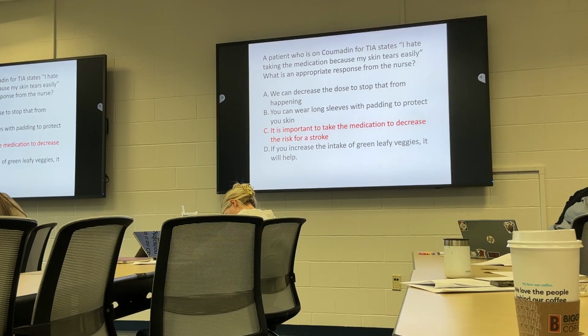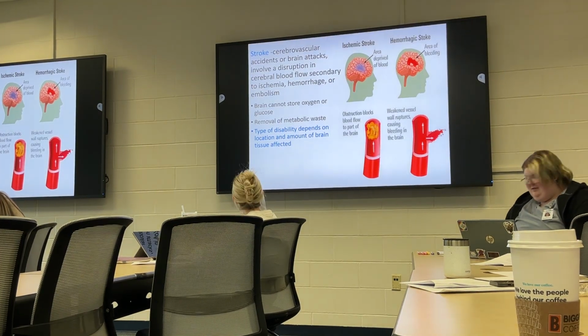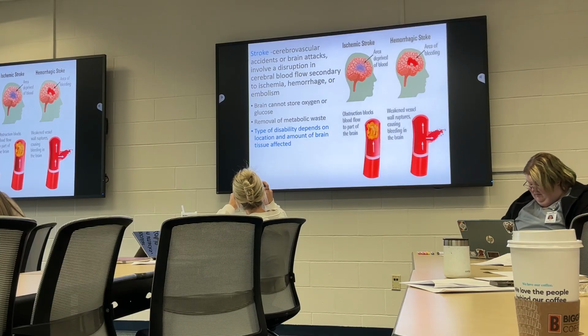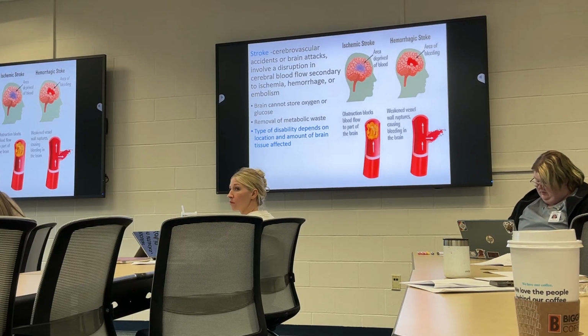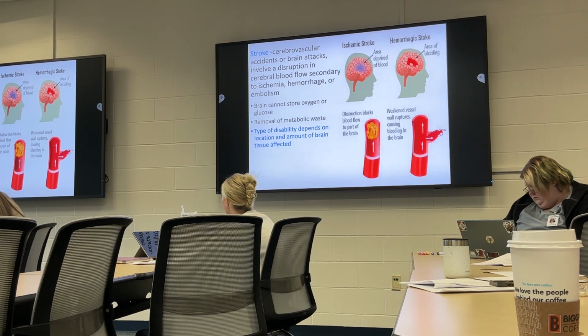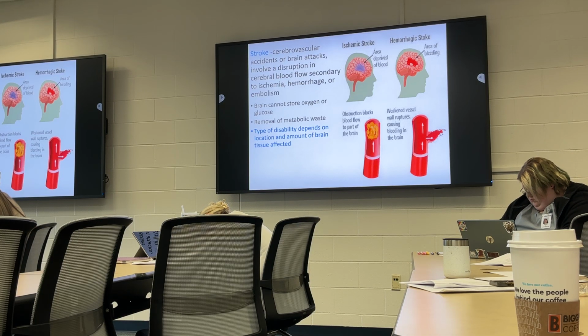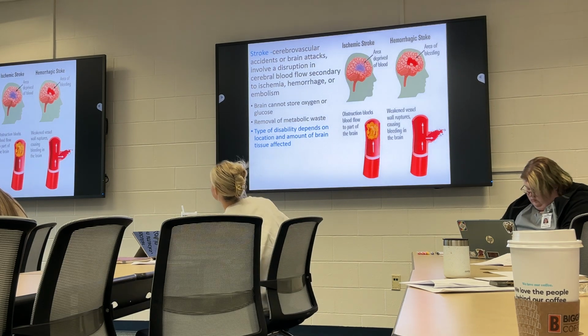gonna go through these. So here's our stroke, there's two different types of strokes, ischemic and hemorrhagic. We've talked a lot about ischemic, and the problem with strokes is our blood cannot store oxygen or glucose, so we need that continuous supply of blood to keep our brain working properly. It also removes waste products.